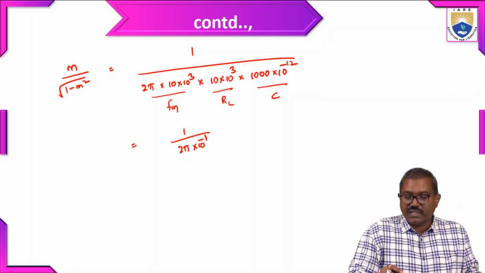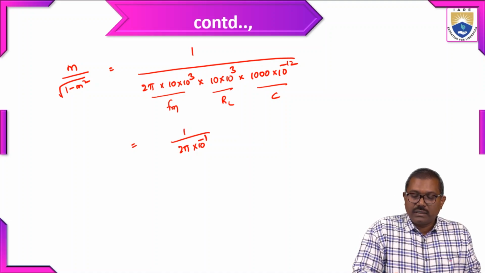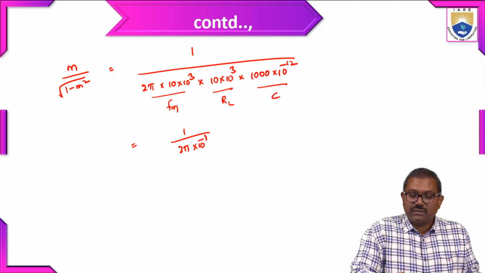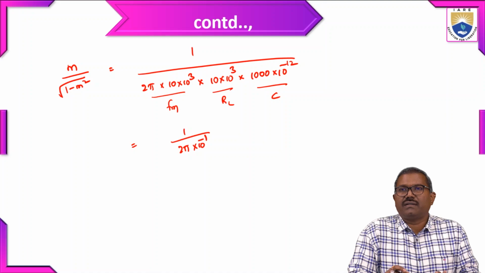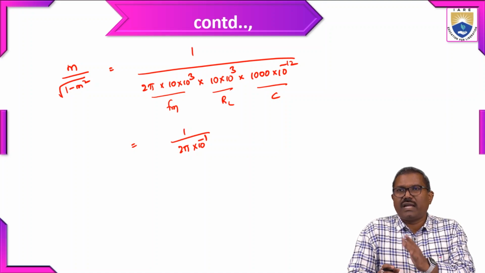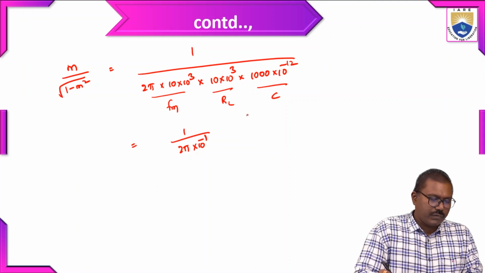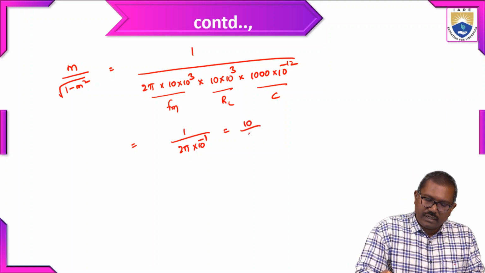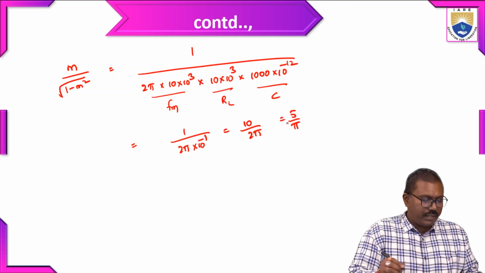Why? Because pico is there, so minus 12 is going to all this 11. Here 3, 6, 7, 4, 11, so 10 power minus 11 is there. So 10 power 11 is there and minus 12. So adding, we get 10 power minus 1. So it is 10 divided by 2 pi, that is 5 by pi.